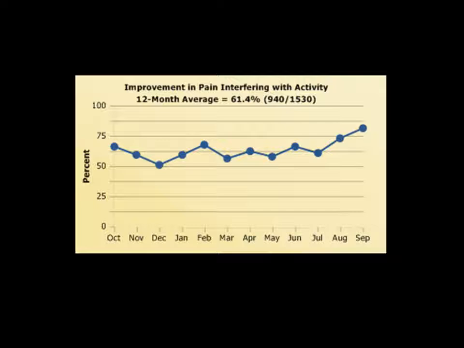Fast forwarding to a more current graph to review the status of our improvement in pain, we can quickly see our graph is trending in a positive direction, and we have a higher percentage of patients showing improvement. 73% for August, and now at 81% to this point in September, far exceeding our goal. Remember, we can't rest on our laurels and must continue to monitor our results.